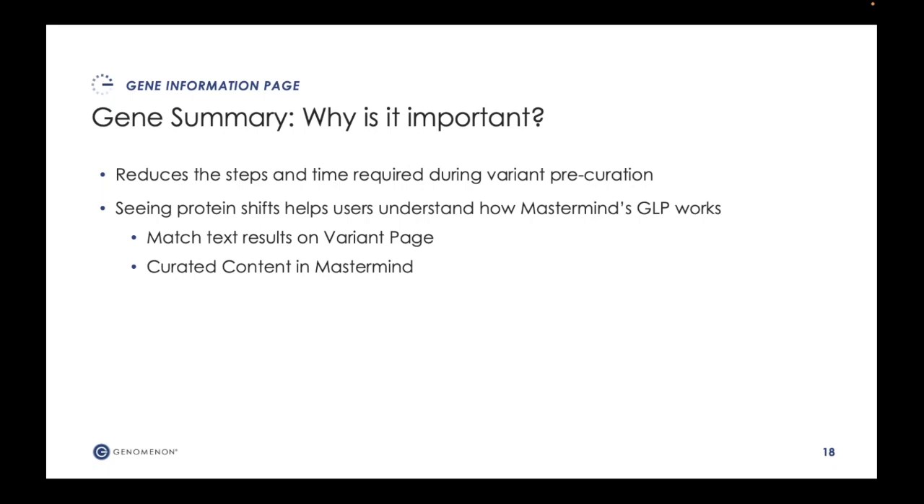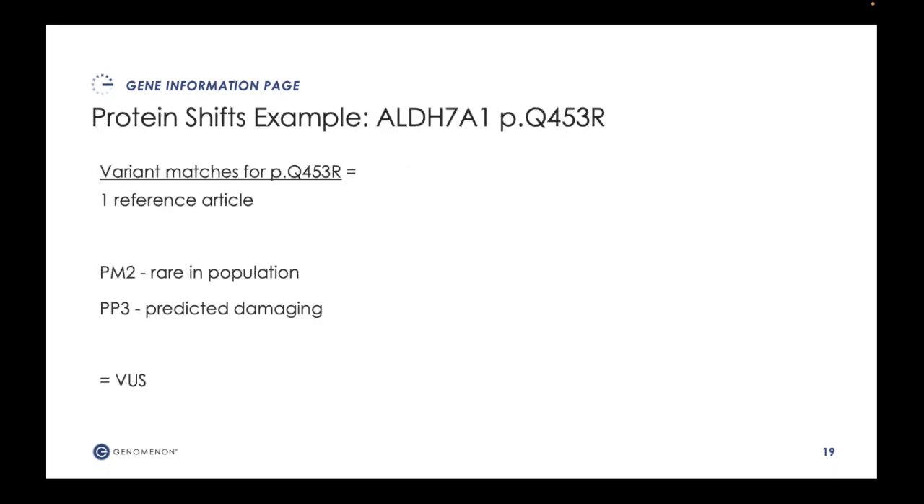In addition, more specifically, this is important because seeing these protein shifts helps users understand how Mastermind's genomic language processing works. This is really in two different places within Mastermind. We see this shift awareness in the match text result on the variant page, as well as in the curated content in Mastermind. Next slide. So we're actually going to dig into an example of how you can use this protein shift to your advantage as a variant analyst.